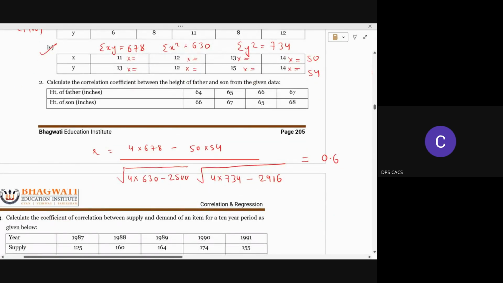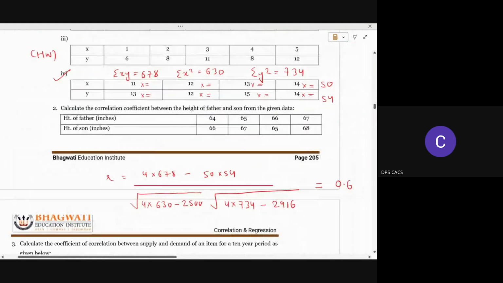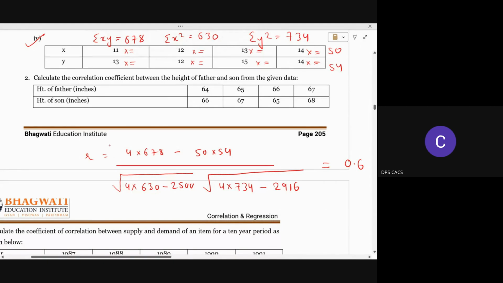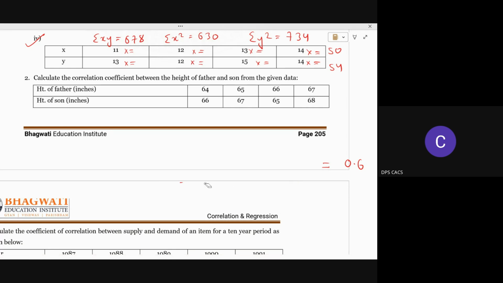What is your answer? What are you getting? 0.6, you are not getting it? You are getting it? Okay. 0.6, anyone who is not getting it? Okay. Can you give me the answer of number 2 fast? Same page. Same question. Increase your speed.